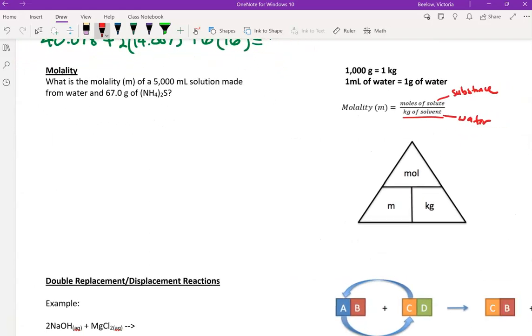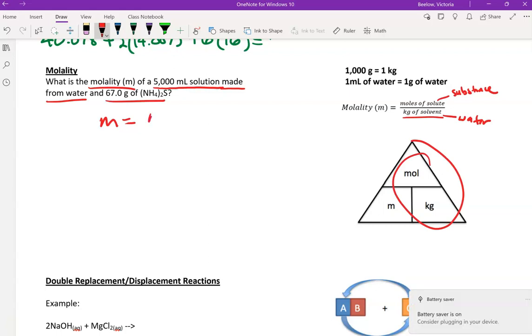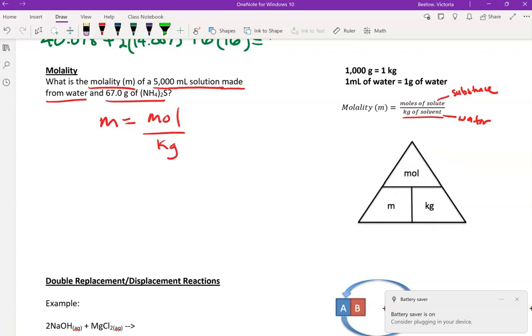So the question is, what is the molality, so little m, of a 5,000 milliliter solution made from water, and it contains 67 grams of (NH4)2S. So remember, if we're calculating molality, look at the relationship between the other two variables. If you are using the triangle, that is going to be moles over kilograms.